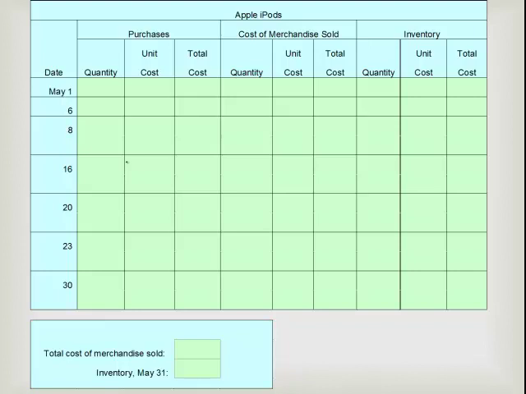So at the top of your sheet, you've got the transactions, and you're asked to use the FIFO method. So we're going to use first in, first out.